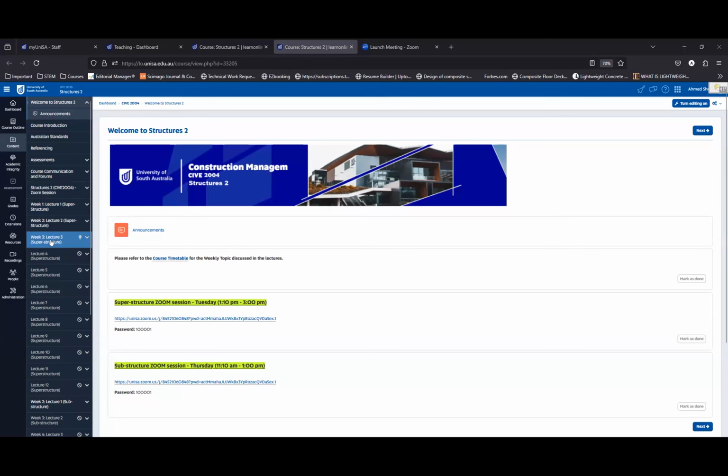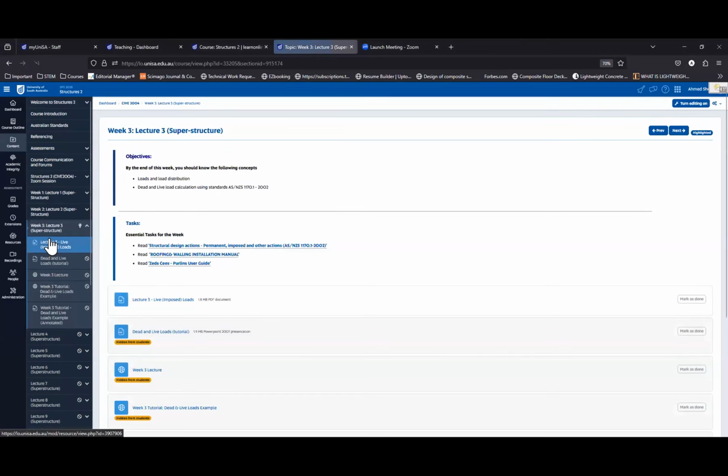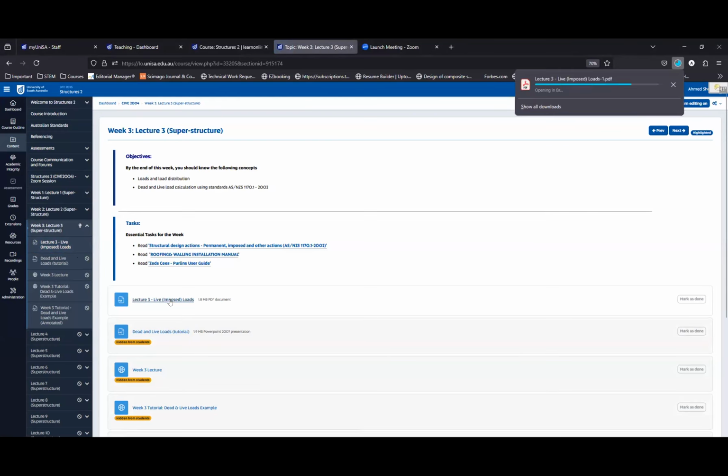Today we have our third lecture of the superstructure part. Today we will be looking at the live load, and we will make a revision of some of the concepts we had last week. If you have any question during the lecture, please let me know. So let's start looking at the slides.